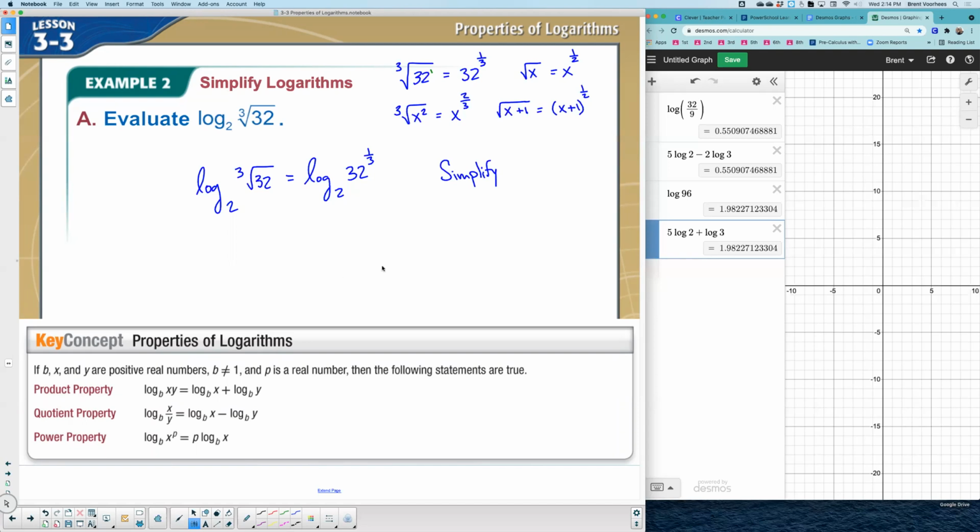All right, now, what do y'all think we could do secondly? Power. What can I do with that power? Move it to the coefficient. Very good. So we can move this to the coefficient. This is, you said it, power property. So it's 1/3 log base 2 of 32. That is the power property.